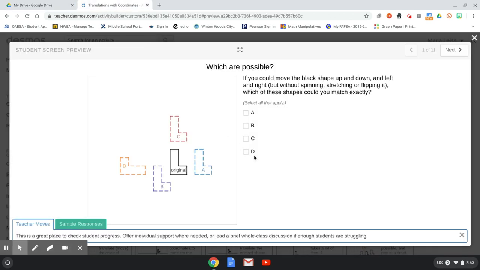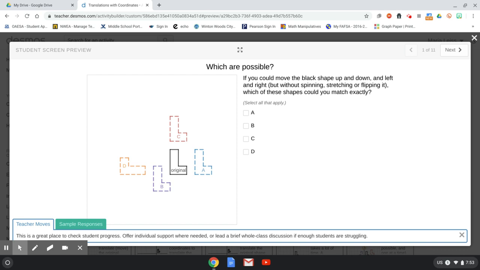Hey, everybody. So I want to talk quickly about today's Desmos assignment over translations. What you're going to be asked to do today is go through an assignment. The assignment has 11 questions, as you can see up at the top here, but not all 11 questions are going to count for your grade.